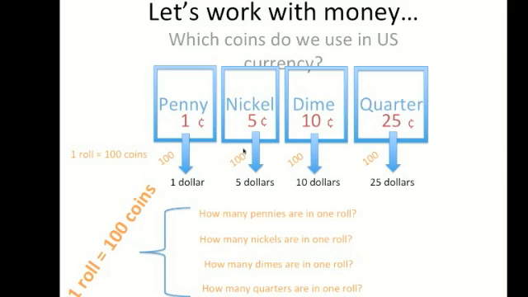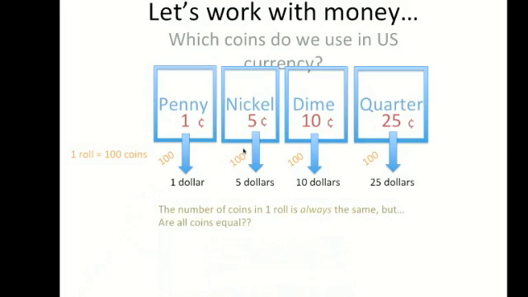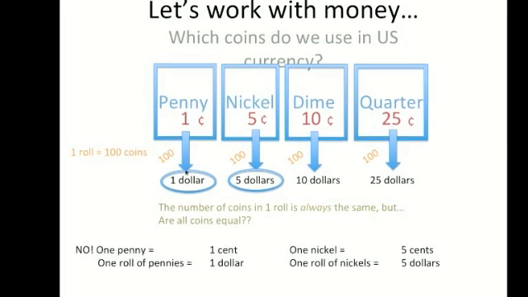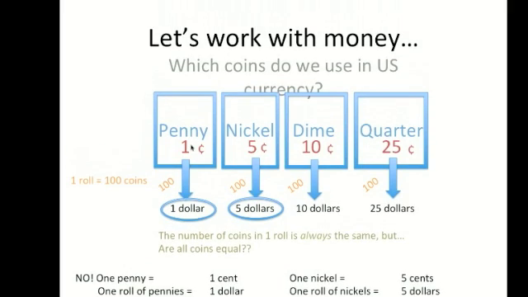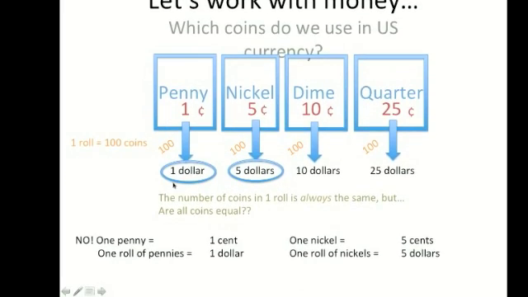100. Hopefully you're getting the hang of this, that it doesn't matter what kind of coin I've got. If I've got 1 roll of coins, I've always got 100 coins. That number will never change, right? But the number of coins in 1 roll is always the same, but does that mean that all coins are equal? Nope. Because 1 penny is worth 1 cent. If I've got a roll of pennies, I've got $1 of it.